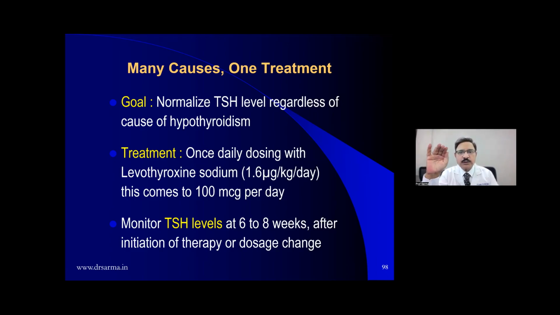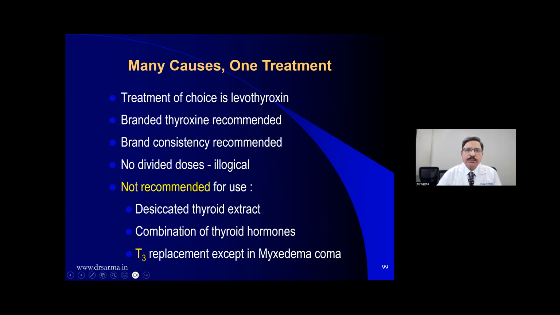That is 1.6 micrograms per kilogram per day, upper limit. 1.6 into 60 will be 100. For 60 kilogram weight, 1.6 into 60 is 96 micrograms, roughly 100 micrograms. Always monitor the TSH level at 6 to 8 weeks interval so that you don't overshoot and overcorrect the hypothyroidism. It's very important. So should not overshoot. So monitoring the TSH levels is very important.